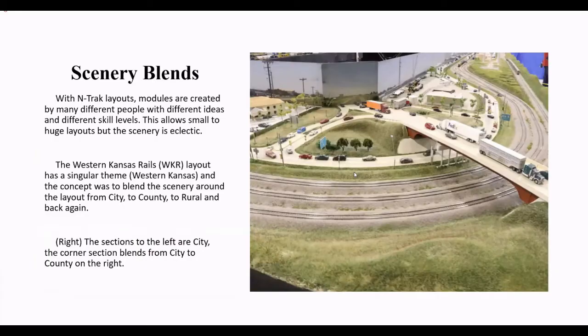Now, another concept, we wanted the scenery to blend. You can see that just the upper left corner, we're right at the end of the city scene. We're getting into the county, and then farther off to the right, we're blending more into the rural areas. We wanted to have a theme of Western Kansas. We wanted to blend the scenery all the way around, and I tried to make it so that this is actually a model of the actual intersection in Garden City, Kansas.